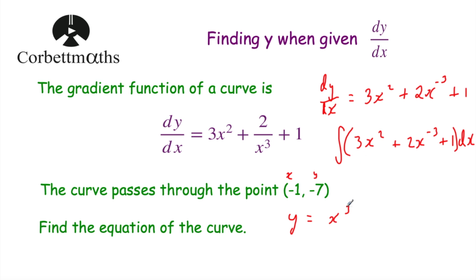3 divided by 3 is equal to 1. So I'm just going to write y is equal to x cubed. We don't need to write the 1 there. So we've done the first term. Now let's do the next term.